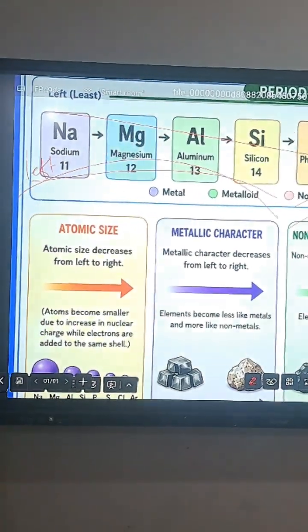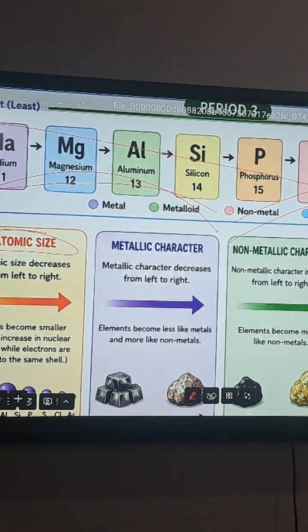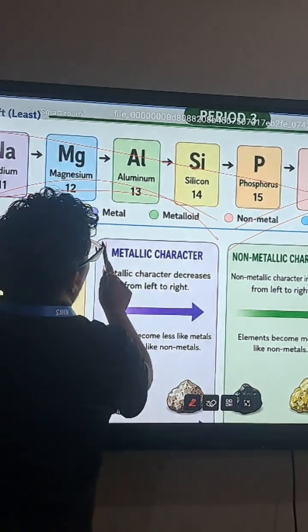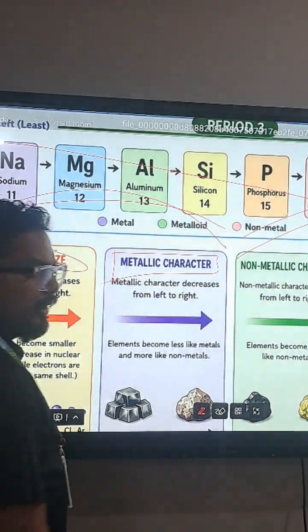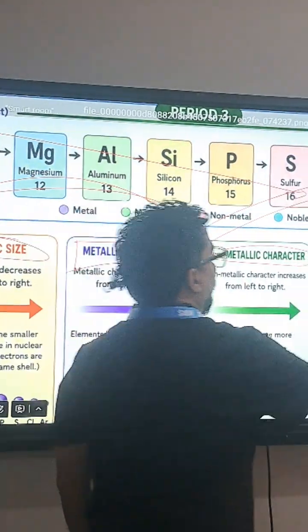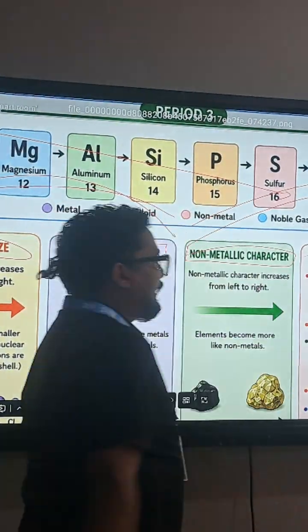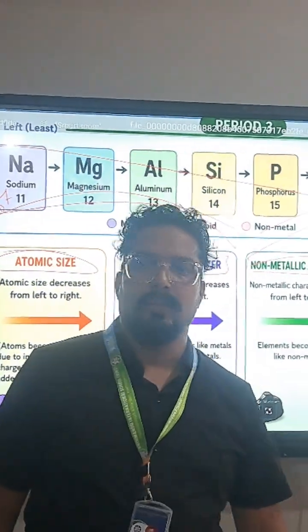What about the atomic size? Metallic properties also decrease. Non-metallic properties increase. Reactivity first decreases. Is it clear? Yes, sir. Thank you very much.